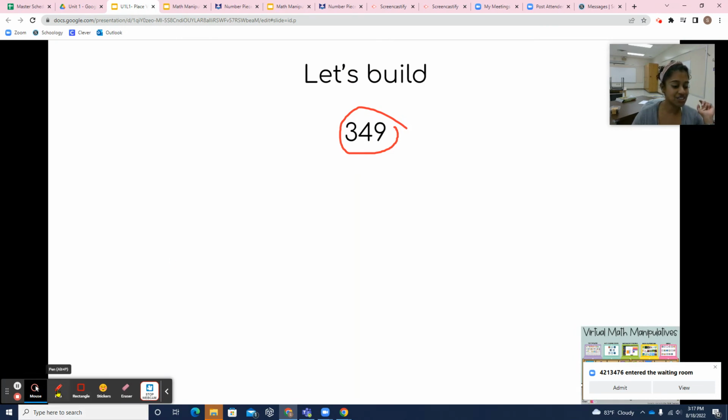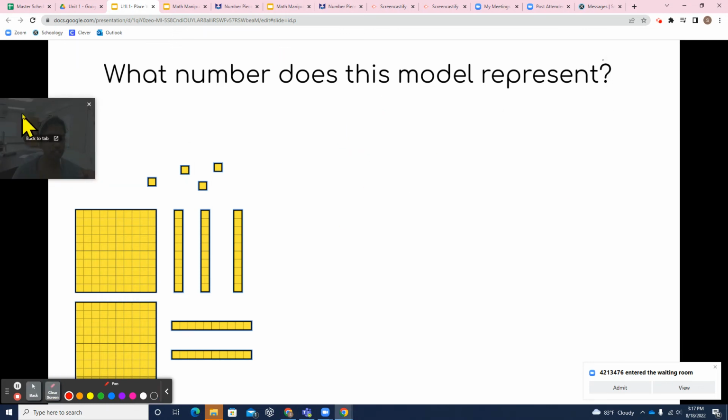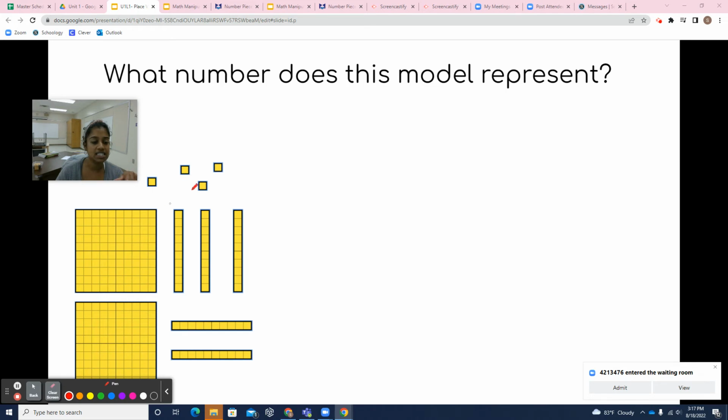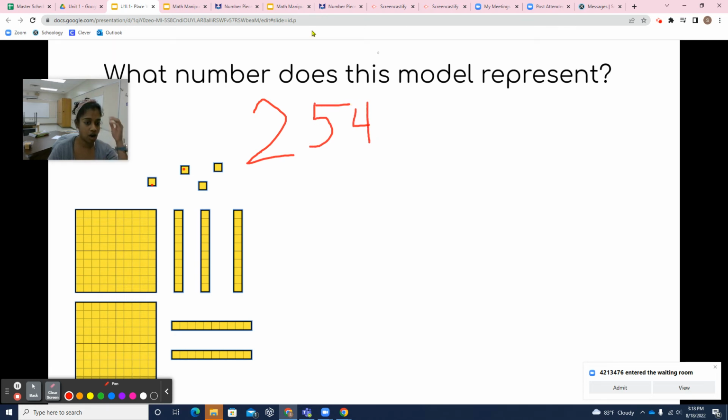Awesome. All right, now let's go on to our next slide. I'm going to clear this. What is this asking us to do? It is asking us, what number does this model represent? I have 100 here, I have 200, and these are each 10. So I have 200, 10, 20, 30, 40, 50, and then I have one, two, three, four of these ones. So I have 254. That's what this model represents.